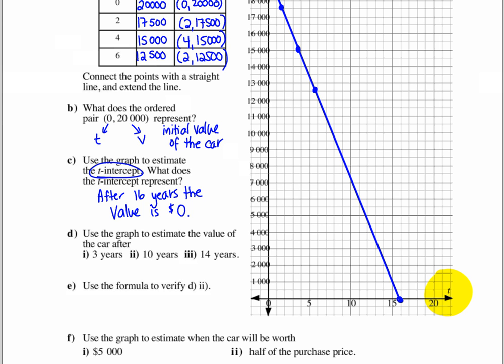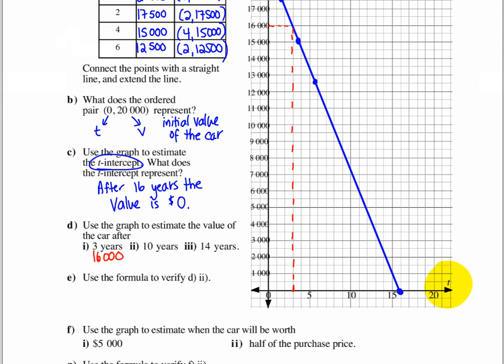Okay, so use the graph to estimate the value of the car after 3 years. So after 3 years, 3 years is here. I'm going to go up. And that lands at what value approximately? 16,000. Okay, 10 years. So again, go up at 10. See where it lands, ish. And then go across. $7,500. And then 14 years. 22,500.